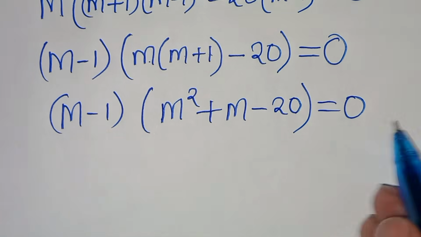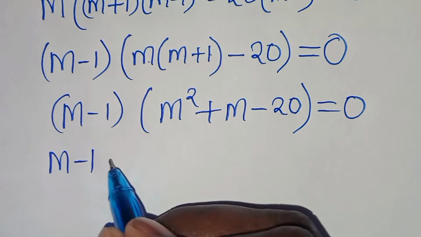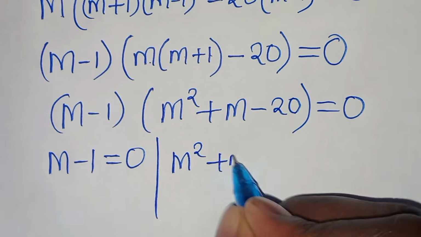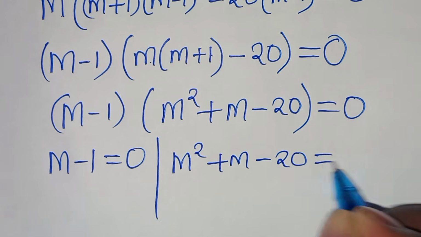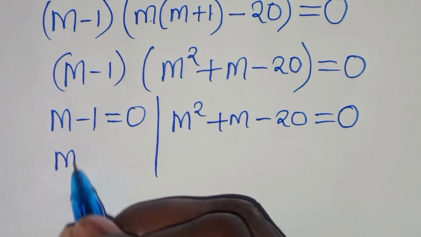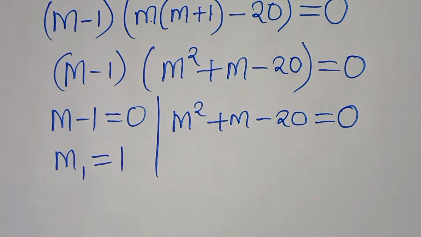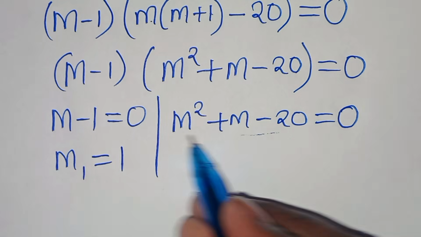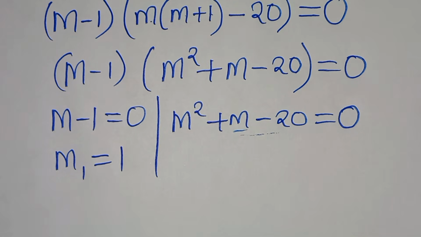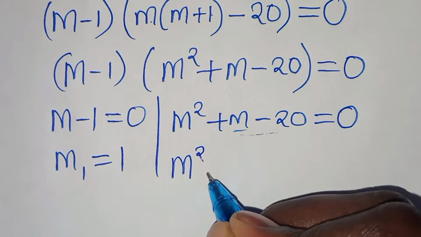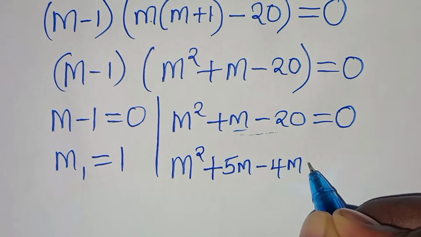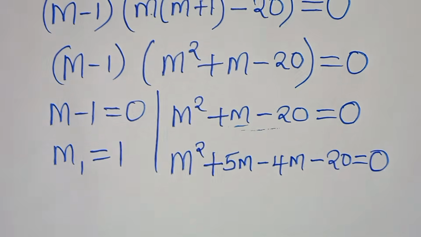We have got two parts here. We have m minus 1, this is equal to 0. And we have m to the power of 2 plus m minus 20, this is equal to 0. From the first part here, we have m1, this is equal to 1. The second part here, this is a quadratic equation. We can solve this quadratic equation by factorization method. That is m to the power of 2 plus 5m minus 4m minus 20. This is equal to 0.